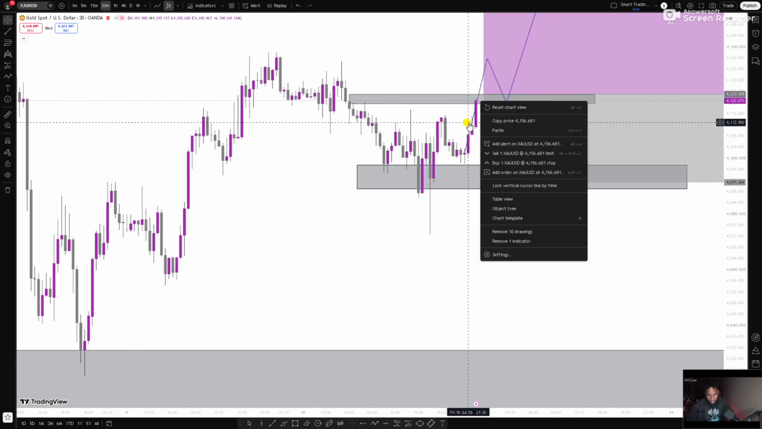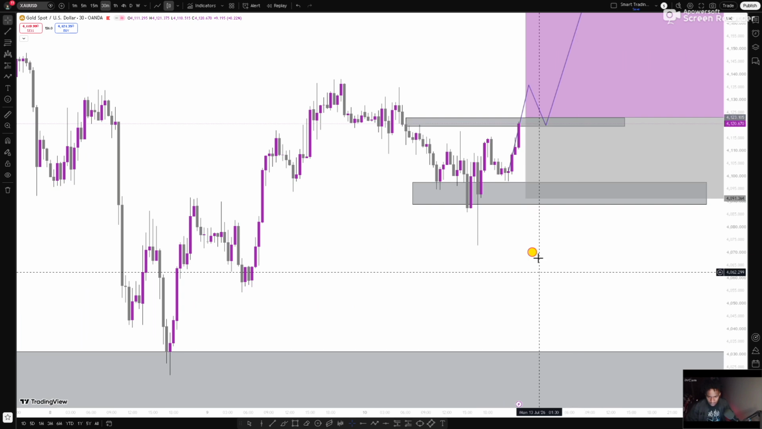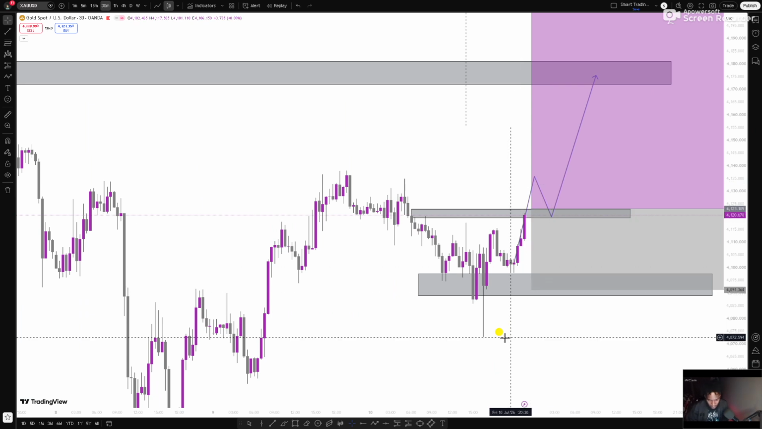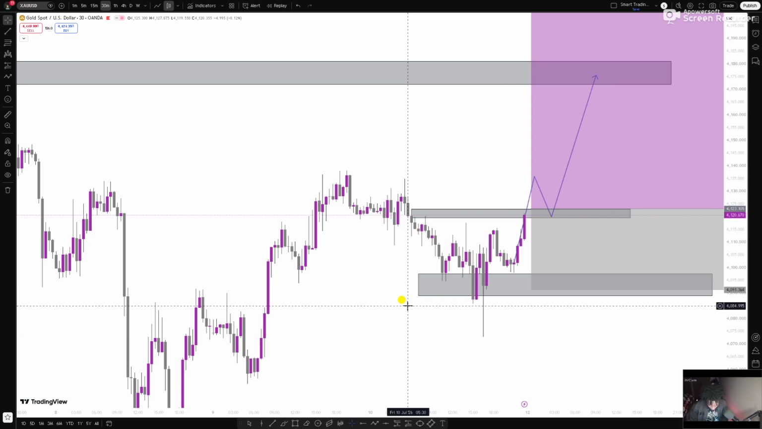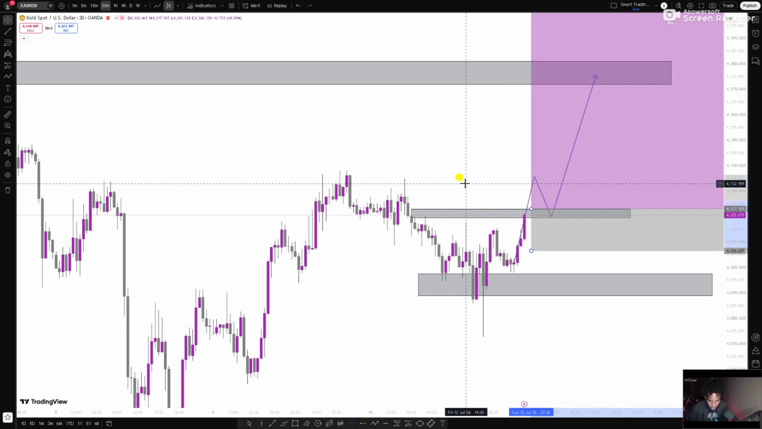Now let's say the market retests. The market goes all the way up and comes back here. So when the market gets here, are we going to buy? No, of course not. What are we going to look for? We're going to look for a candle. Which kind of candle are we looking for? We're looking for bullish candles.